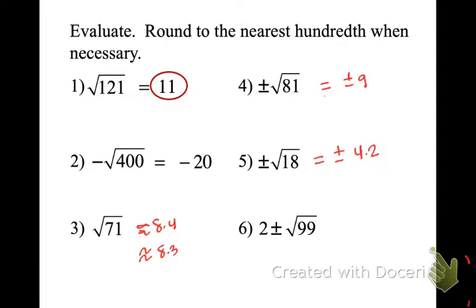Okay, now, square root of 99. I've got 2 plus. This is pretty darn close to 100. So I'm going to say the root of 100 is 10, so I'm going to say this is about 9.9. So what this means is 2 plus 9.9. And this is 2 minus 9.9.